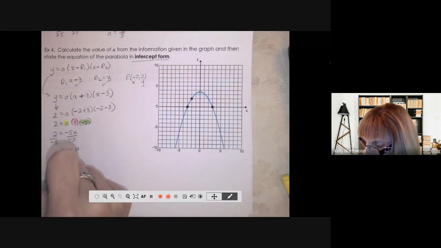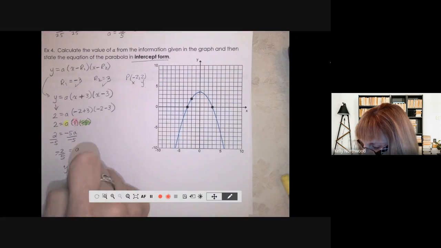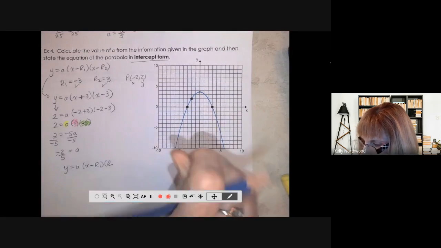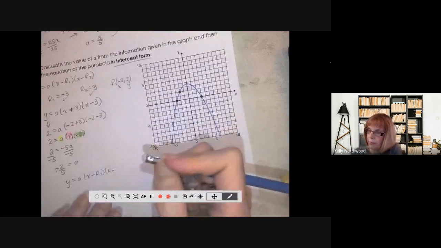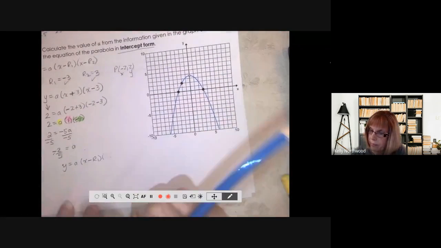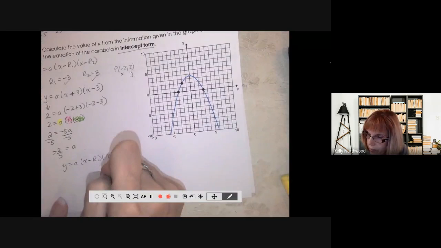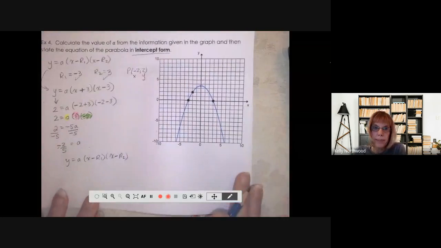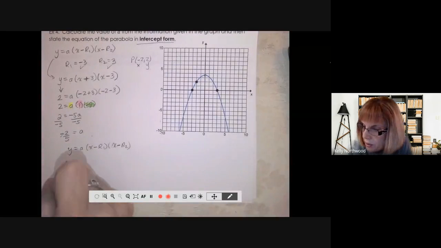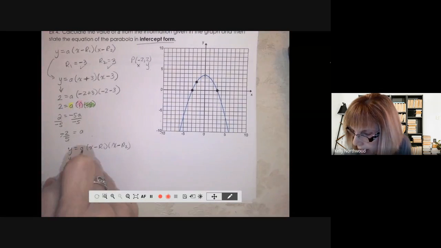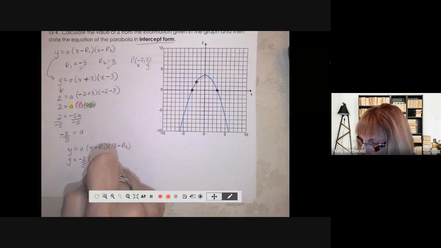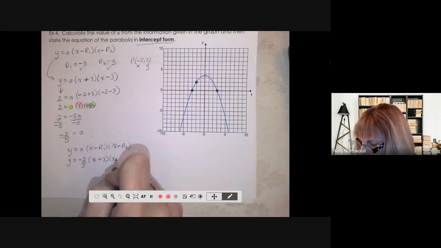And then we're going to put our equation in. So now we do know A, we know R1, and we know R2. And it was intercept form that they asked for. So now I just fill in A, which is -2/5, or -0.4 is fine as well. X plus 3, X minus 3.